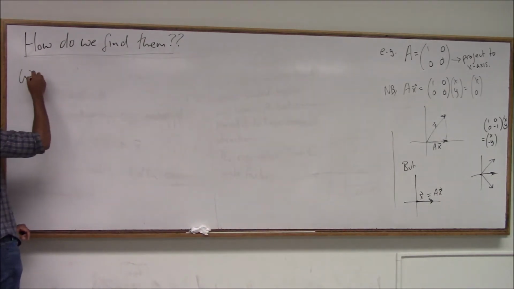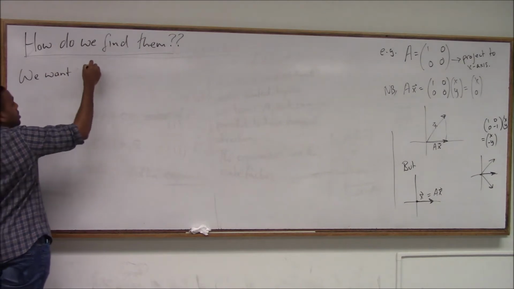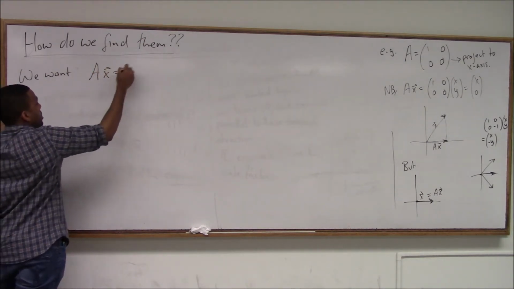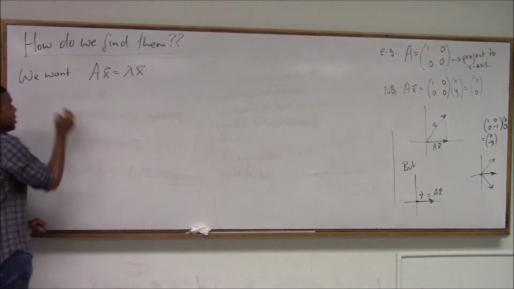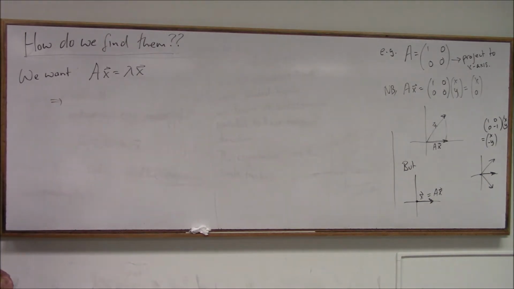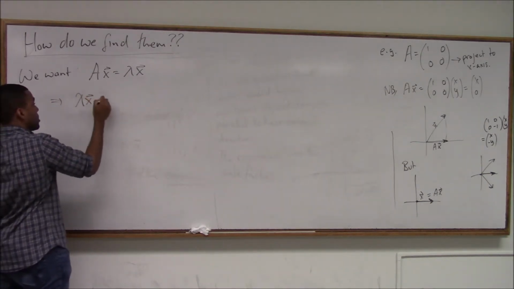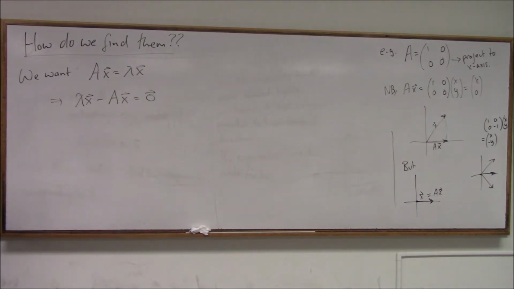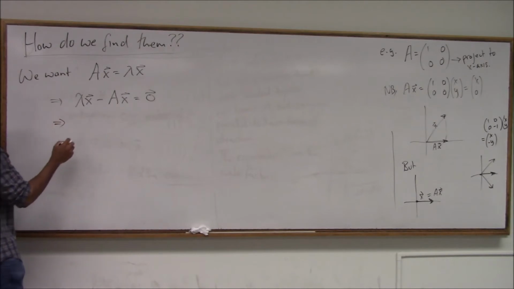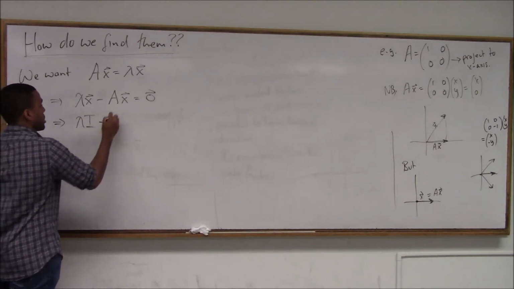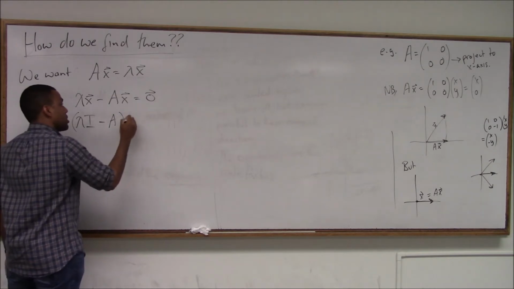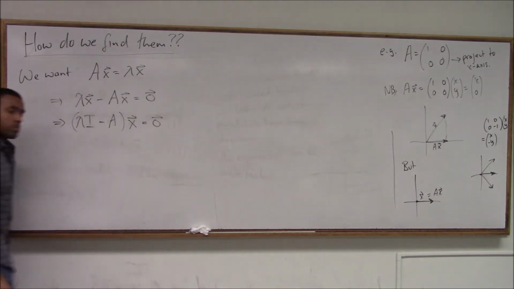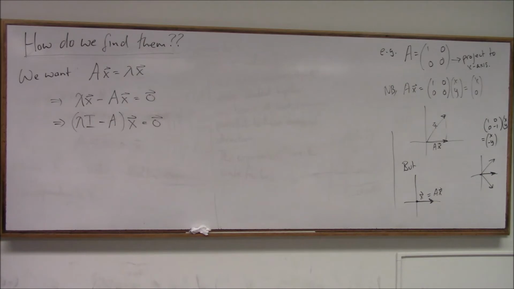Notice that we want this to be true. We want A times x to be a scalar times x. In other words, I can subtract lambda x from both sides to get the 0 vector on that side, and I can factor out my x. It stays on the right because matrix multiplication is not commutative. So I end up with this equation.